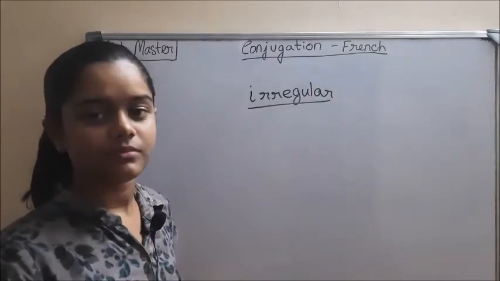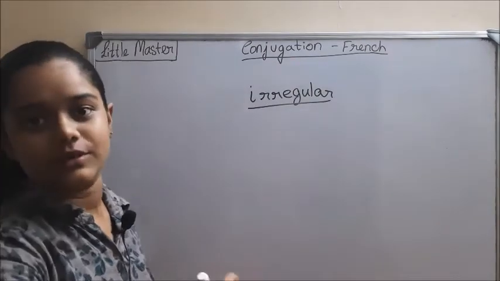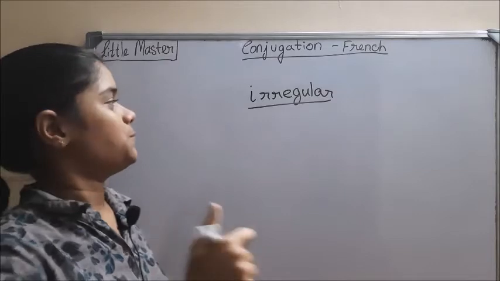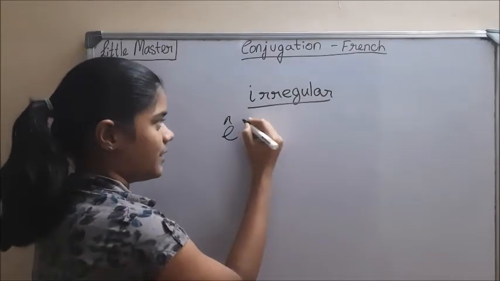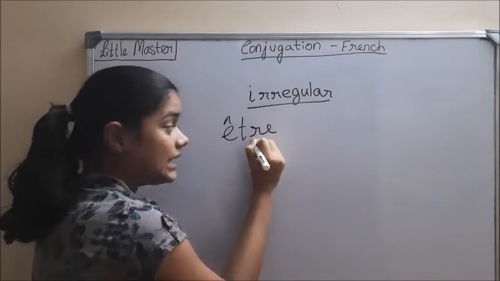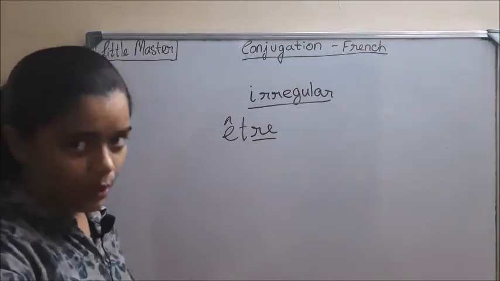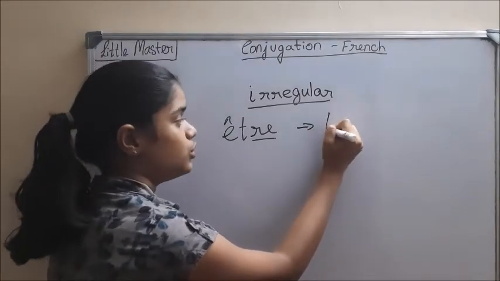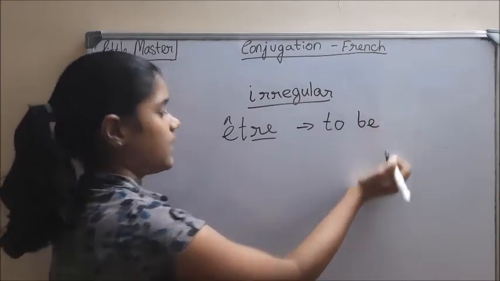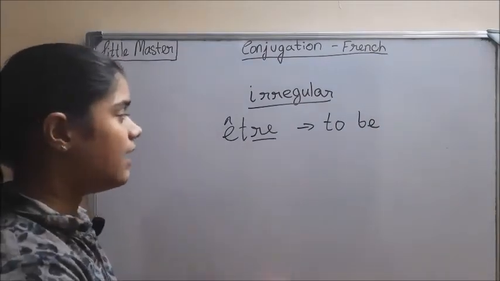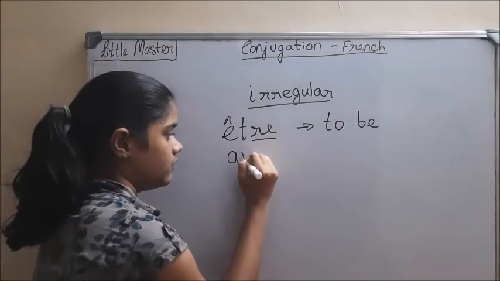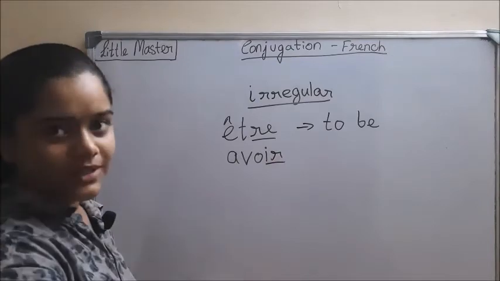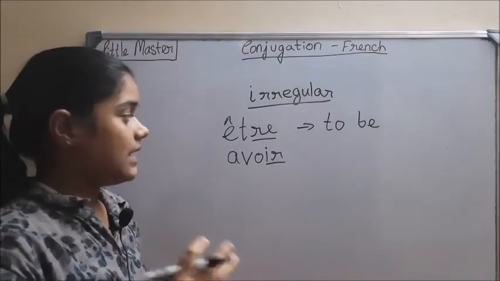Okay, so here we go. Irregular. Now, irregular verbs, the first verb we learned, right? Être. Now, I've told you that it ends with RE, but it is an irregular verb. Okay, now être means to be. Okay, next, avoir. Avoir. Now this ends with IR, but we won't conjugate it like IR verbs.